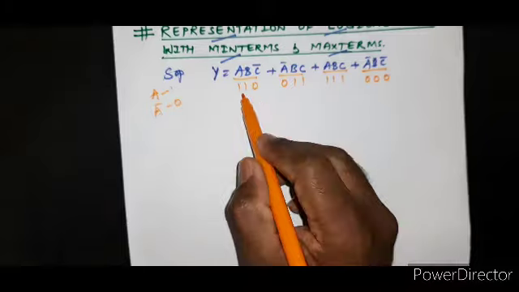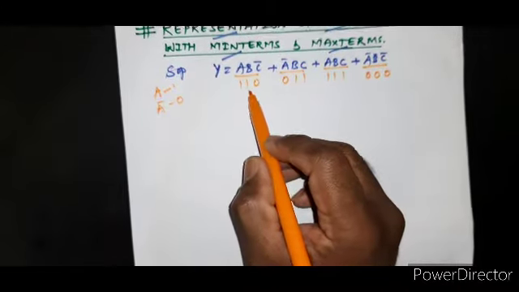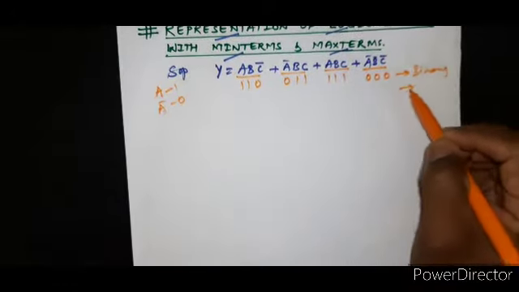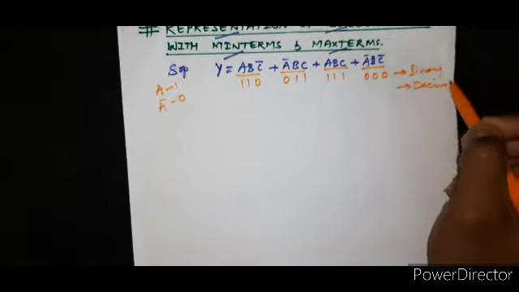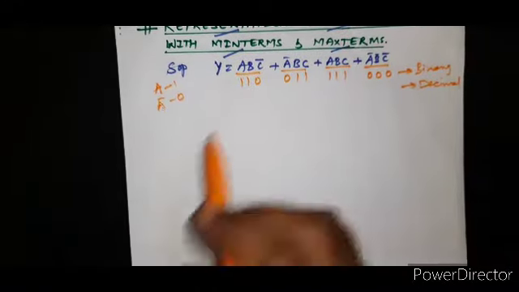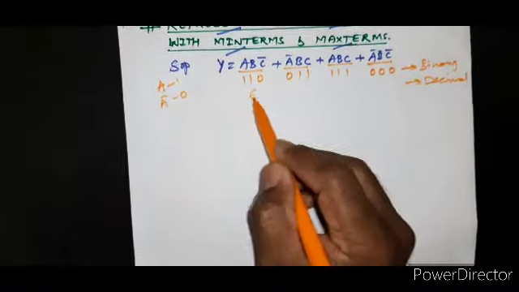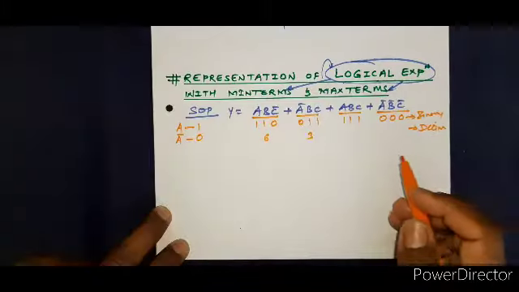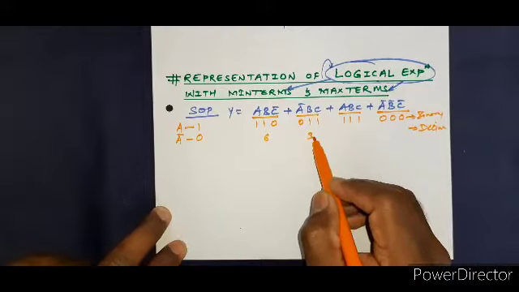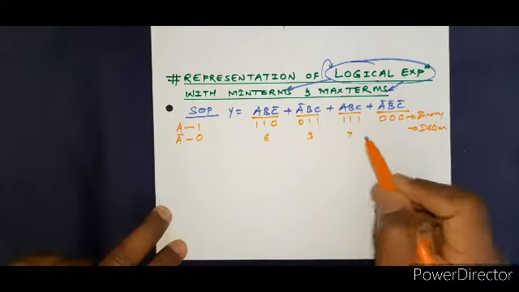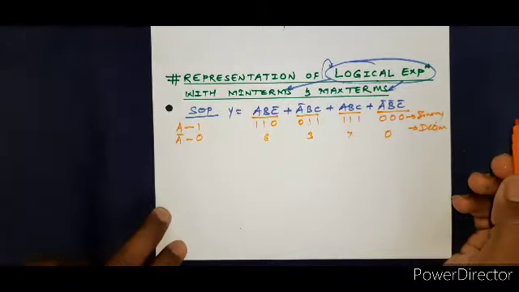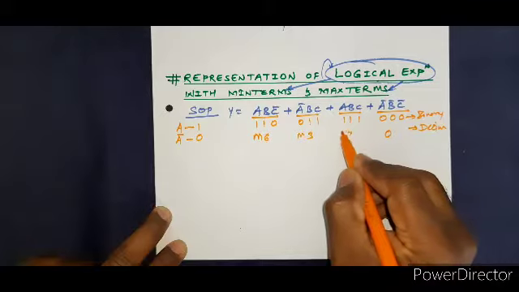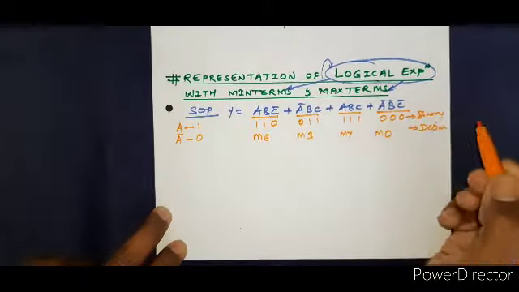Now this is binary form and you can convert it to decimal form. So 110 means 6, 011 is 3, 111 is 7, and this is 0. So this is my m6, this is my m3, this is my m7, and this is my m0.